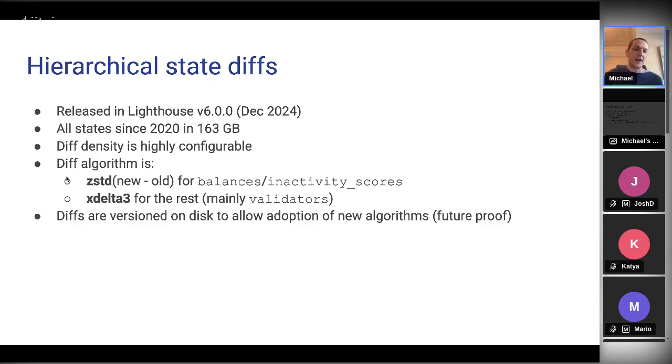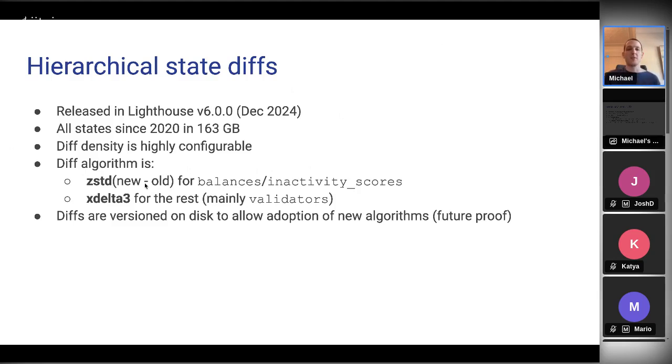The specifics of the diff algorithm that we're using at the moment are that we split up the diffs for the balances and the inactivity scores because they're often repetitive and often changing in very similar ways. We split them off from the rest of the state. Mainly the validator registry is the thing that uses a lot of space. For the balances and inactivity scores, because they're just vectors of numbers, we go along the vector and subtract the old value from the current value. So it's just the new value minus the old value.